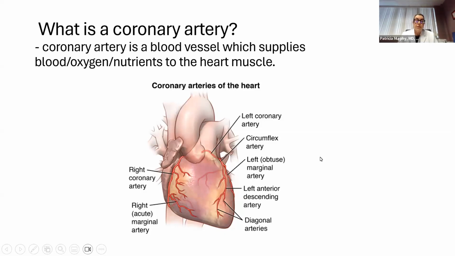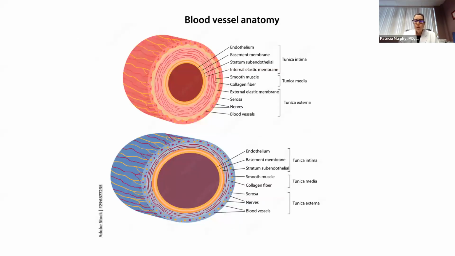So just for definition's sake, a coronary artery is a blood vessel which supplies blood, oxygen, and nutrients to the heart muscle. So here we have a picture, and I put both an artery on top and a vein on the bottom because people often will get them confused. An artery takes blood away from the heart. That's how you remember it, artery away. And a vein takes blood back to the heart.